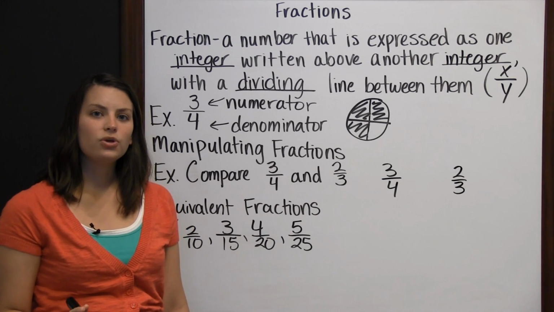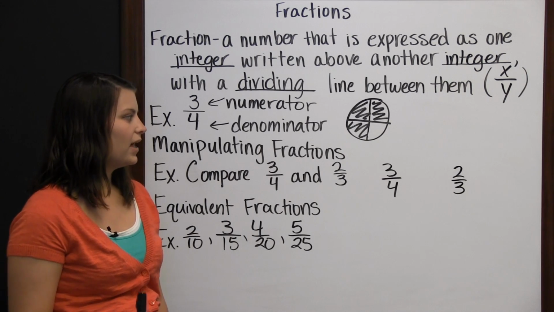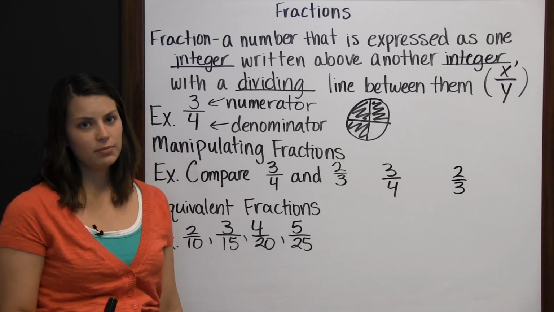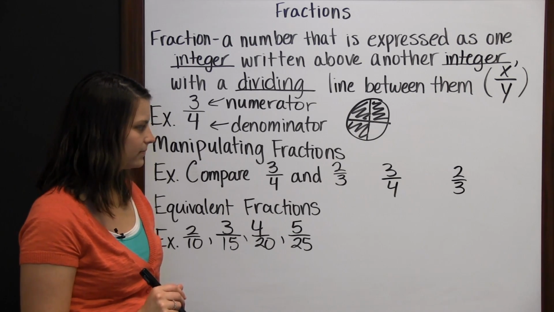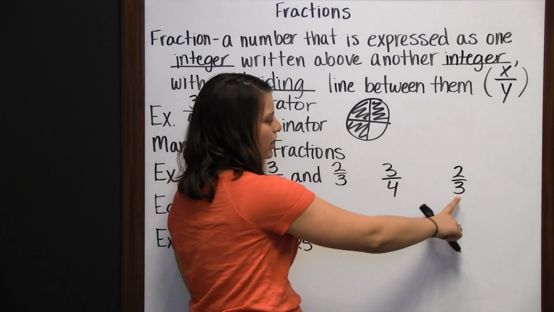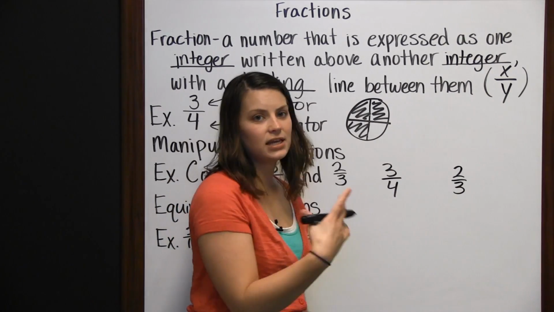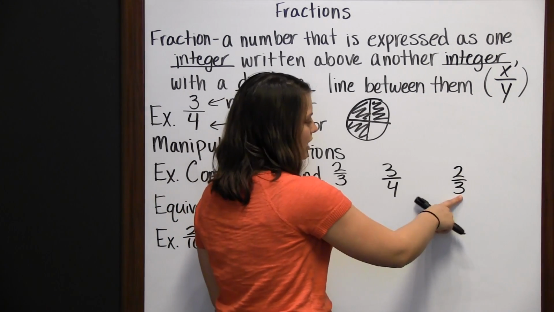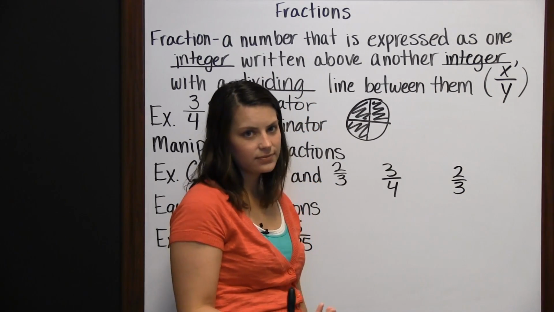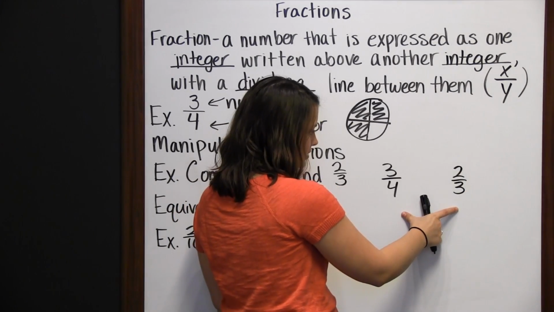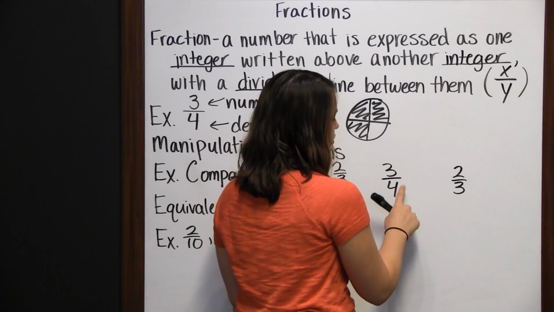When you do that, you want to look for multiples of the denominators. And the least common multiple will be the least common denominator. So the multiples of 4 and 3: 4 is 4, 8, 12, 16, etc. 3 is 3, 6, 9, 12, 15, 18, etc. So the least common multiple between 4 and 3 is 12.